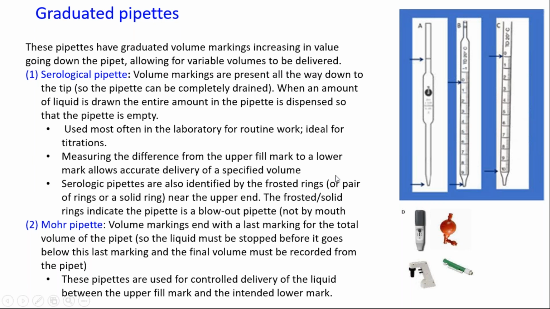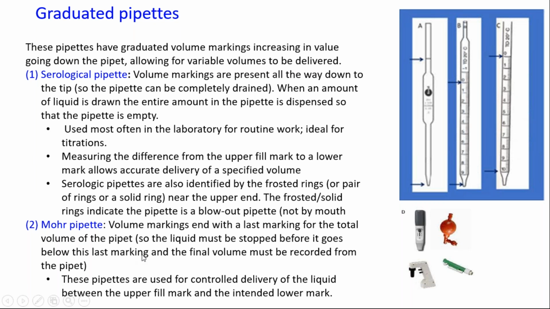In the case of the serological pipette, when you have the rings over here, it is indicated that you blow it out, unlike the volumetric pipette. So the serological pipette is a blowout, and blowout doesn't mean blowing with your mouth. You have to use either a pipette bulb or a pipetter to transfer the full amount of it.